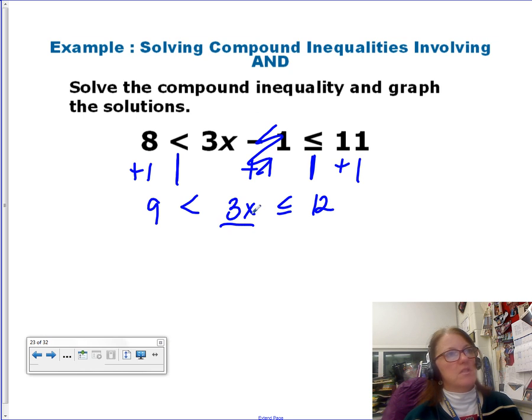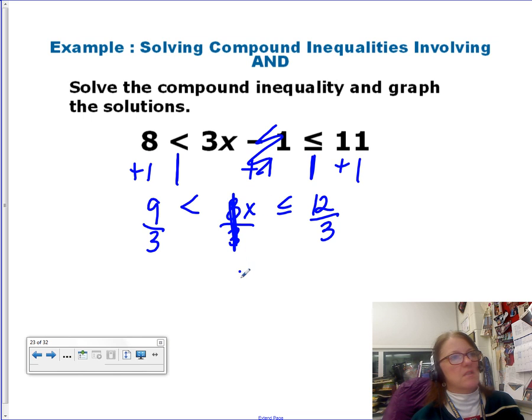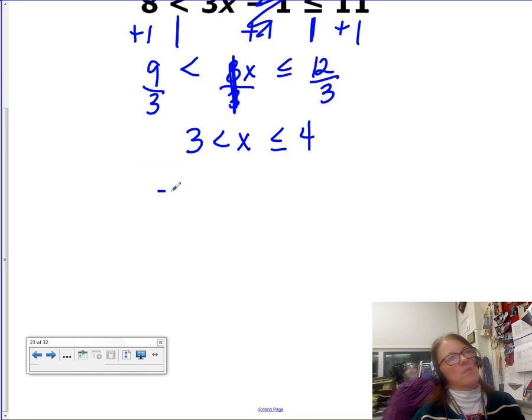Okay, keep continuing to get your variable isolated or have a coefficient of 1. So I have to divide by 3. That means you have to divide this by 3, and you have to divide this by 3. 3 divided by 3 is 1. 1 times x is x. That's exactly what I wanted. 9 divided by 3 is 3. 12 divided by 3 is 4. Oh, okie dokie. Here we go. So this one is going to be pretty tiny.